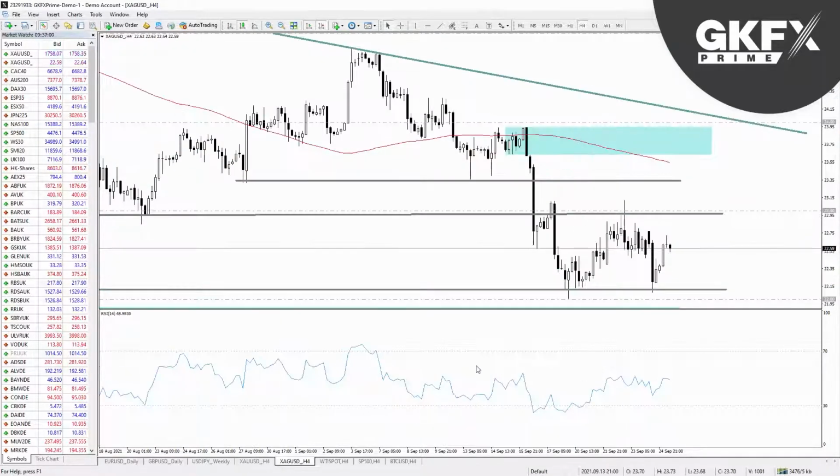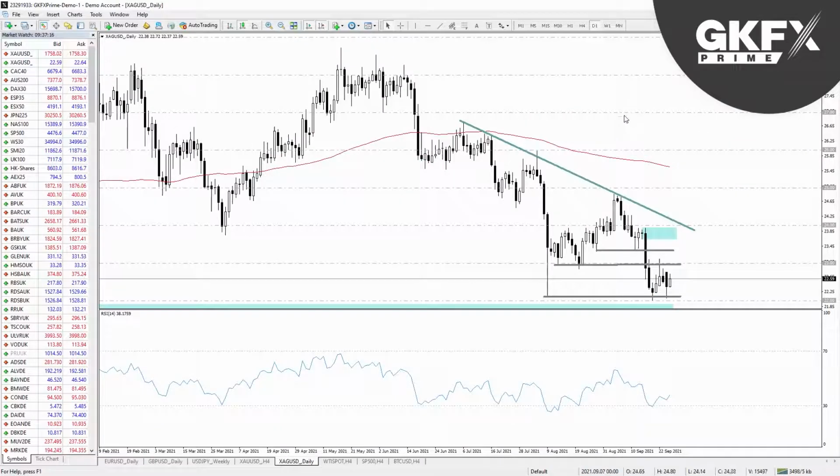So inevitably, a similar situation in silver. Again, we came down to the lows at 22, rallied up to the resistance, sold down again. So we're in just a very neat range between the recent lows and highs, really 22 to 23. Let's have a look at the daily chart.